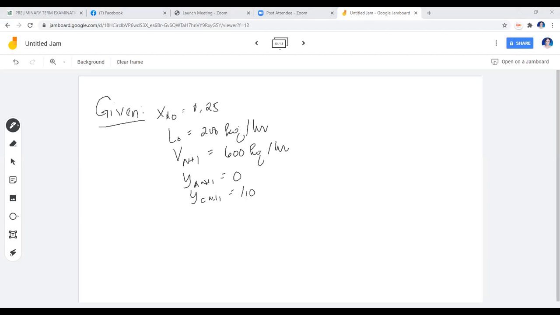Then we are given that the exit acid concentration in the aqueous phase is to contain 3 weight percent acetic acid. The aqueous phase that is referred to is your raffinate phase. So it should contain only 3% acetic acid. So that would be your XAN, which should only have 3% acetic acid. And then I think that's the only given information in the problem.